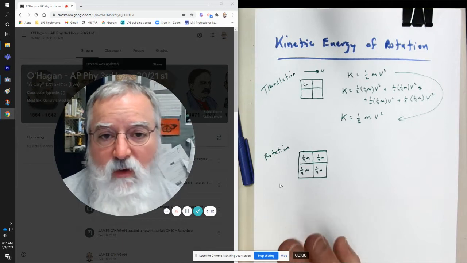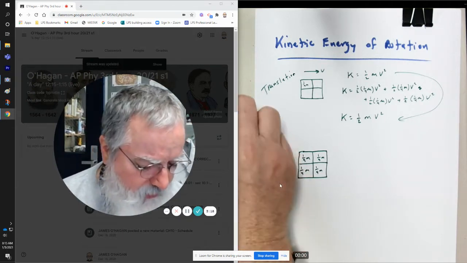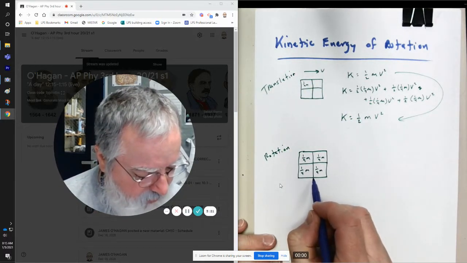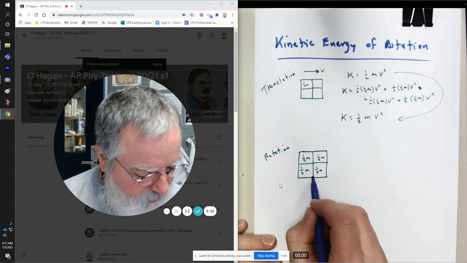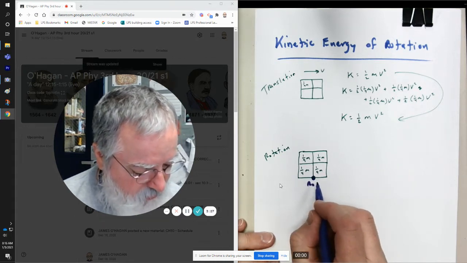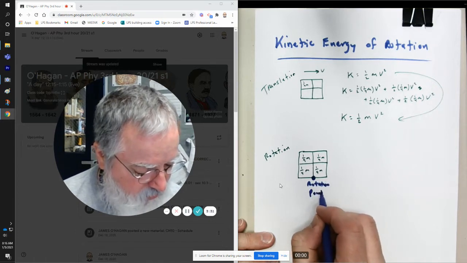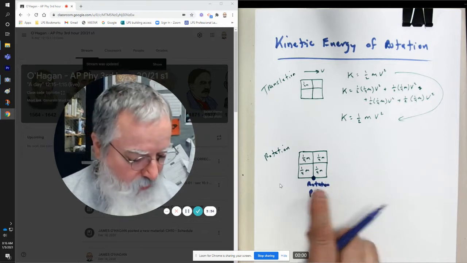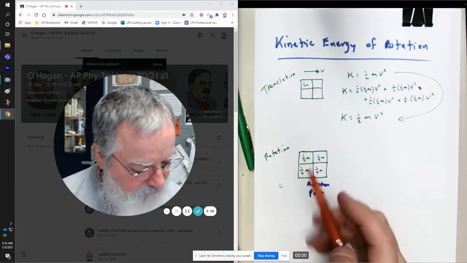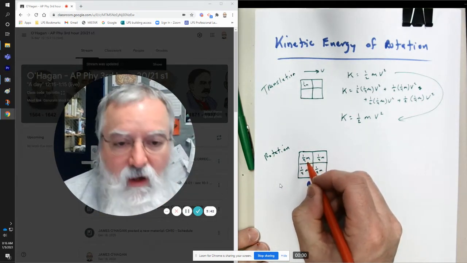Now, just to draw the point, let's say that we're going to rotate this thing about, I don't know, this point right here. That's our rotation point.